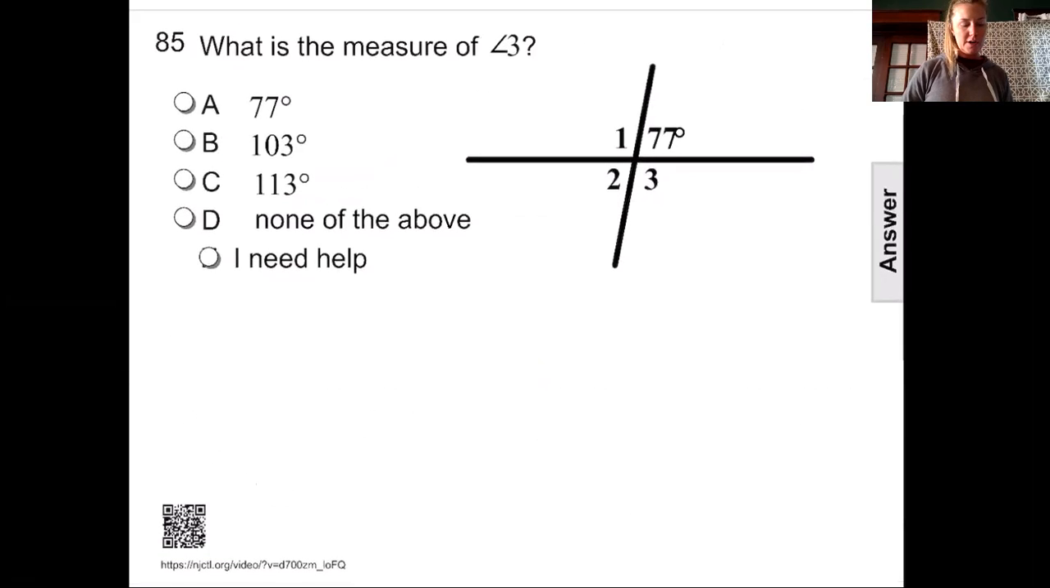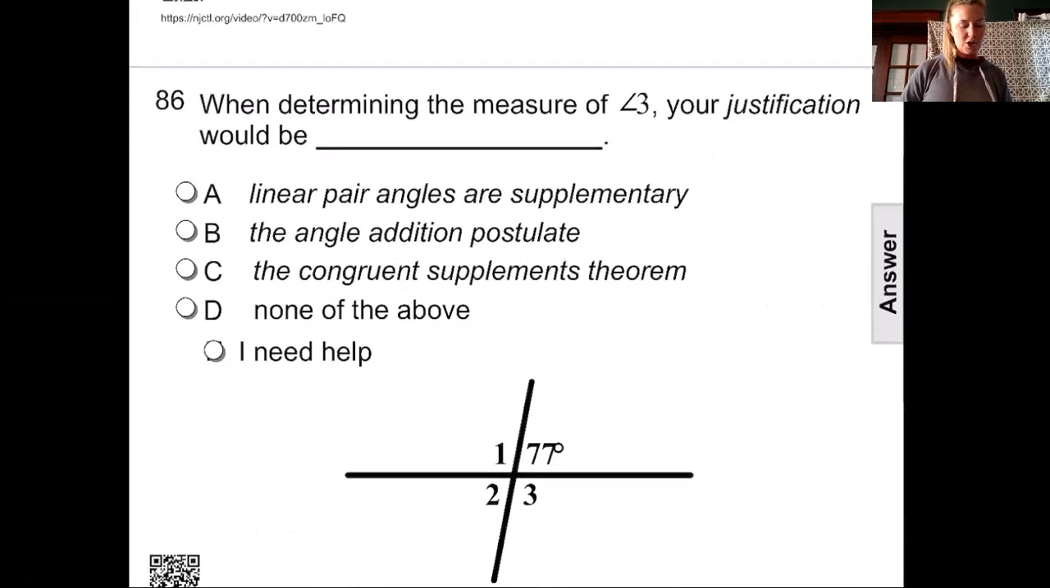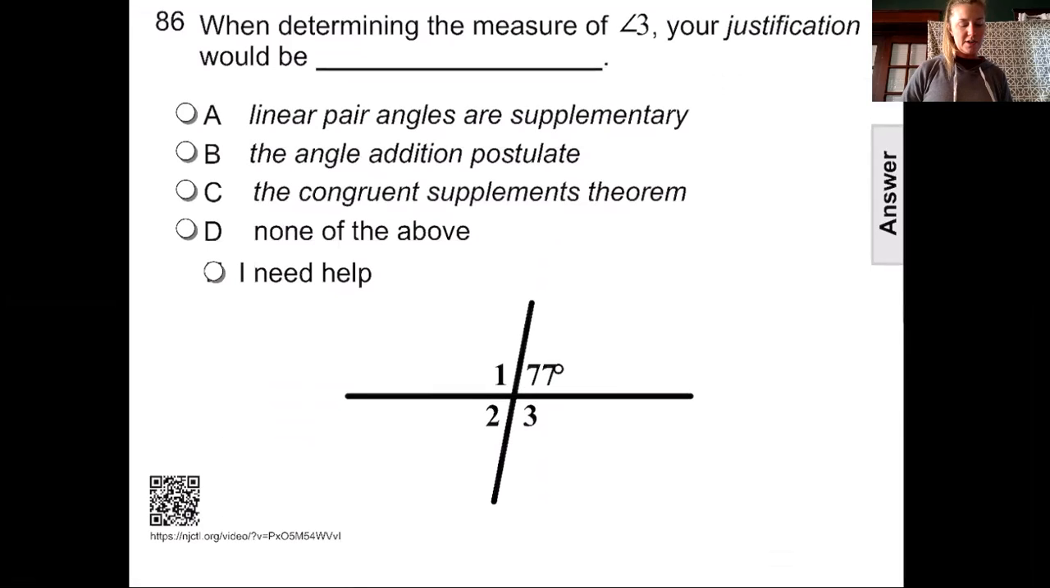So 85 we know how to do. And justification for figuring out angle 3, well, 77 and 3, those are supplementary or linear. So any of these answers are correct.